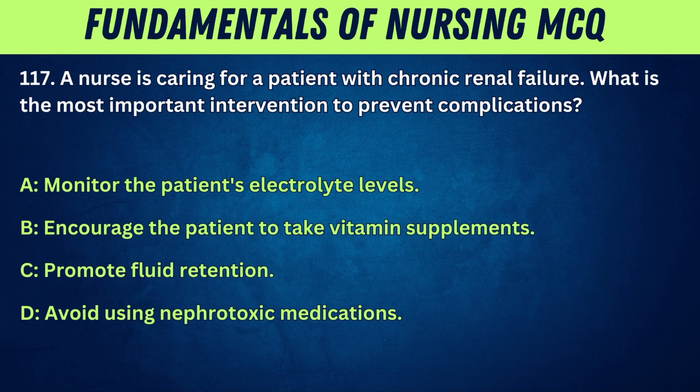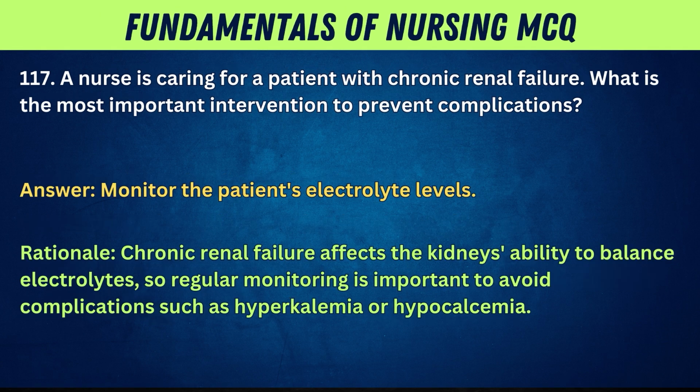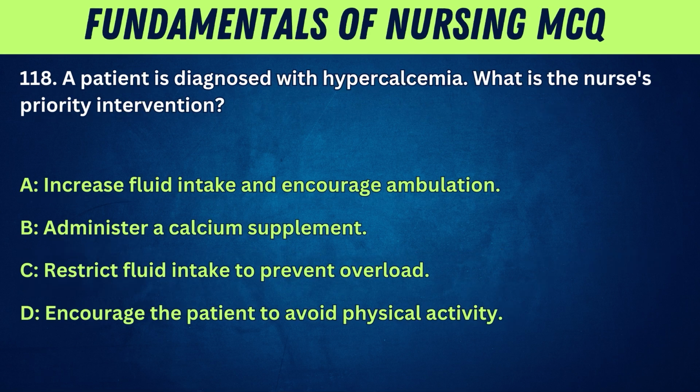117. A nurse is caring for a patient with chronic renal failure. What is the most important intervention to prevent complications? A. Monitor the patient's electrolyte levels. B. Encourage the patient to take vitamin supplements. C. Promote fluid retention. D. Avoid using nephrotoxic medications. Answer: monitor the patient's electrolyte levels. Rationale: chronic renal failure affects the kidney's ability to balance electrolytes, so regular monitoring is important to avoid complications, such as hyperkalemia or hypocalcemia.